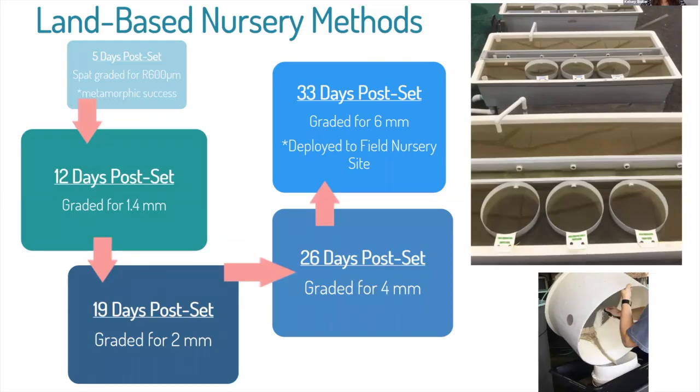So on to our land-based nursery culture. After oysters retained on that 600 micron screen, a series of grades were completed through the land-based nursery culture in order to keep the culture growing and to reach the size for field deployment. Oysters were graded to determine size class to be able to place them on larger mesh silo screens to allow greater flow rates and more phytoplankton available for consumption.